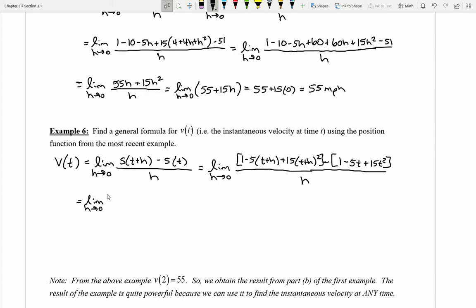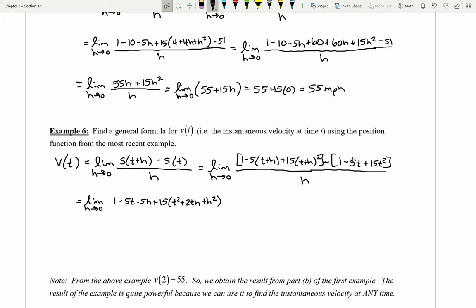Let's see. I can distribute some stuff up at the top. I'm going to get 1 minus 5t minus 5h, I can get 15t squared, 2th plus h squared. If you're not sure about how I'm getting this middle part, actually write out the t plus h 2 times and actually do your distributing.